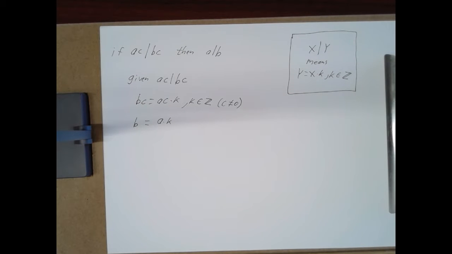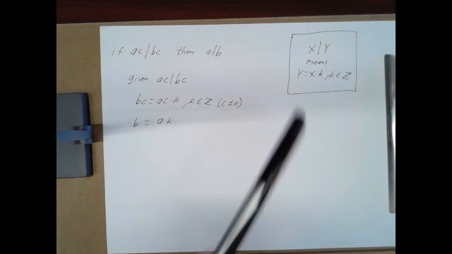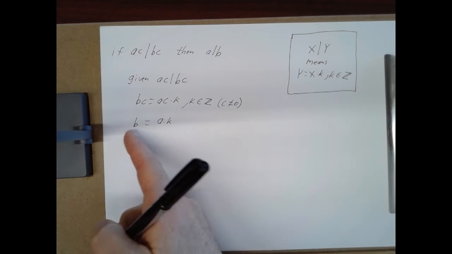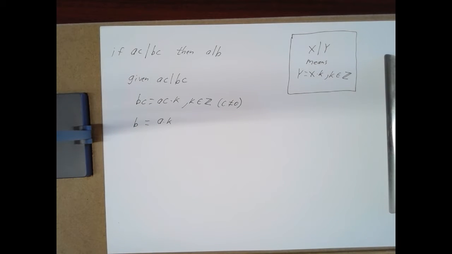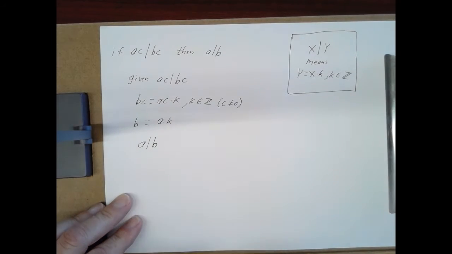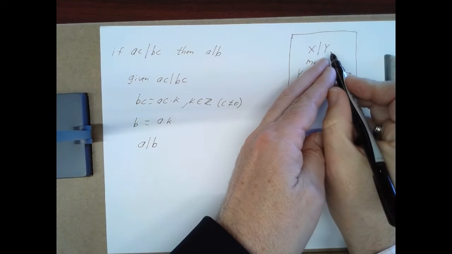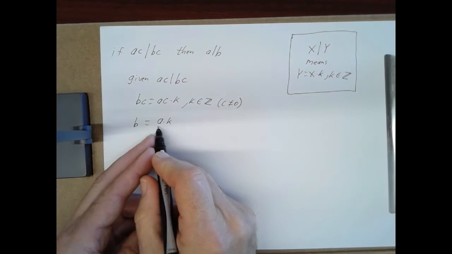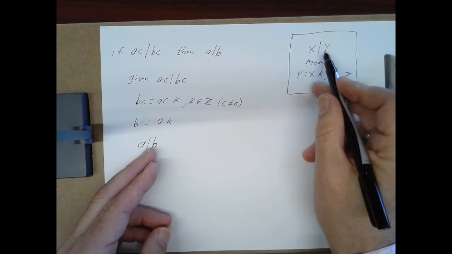So now we've shown that B is equal to A times K. And what can we conclude from that using this same definition? You can't conclude A equals B times K just because B equals A times K, because then B would be equal to like A times B times K squared or something. But this is the definition of A divides B. Because saying A divides B means B equals A times some integer. And we've just shown B equals A times some integer, so we can say A divides B.